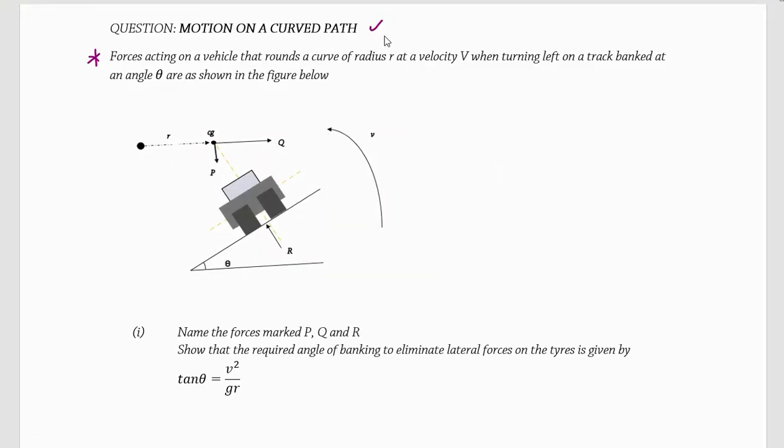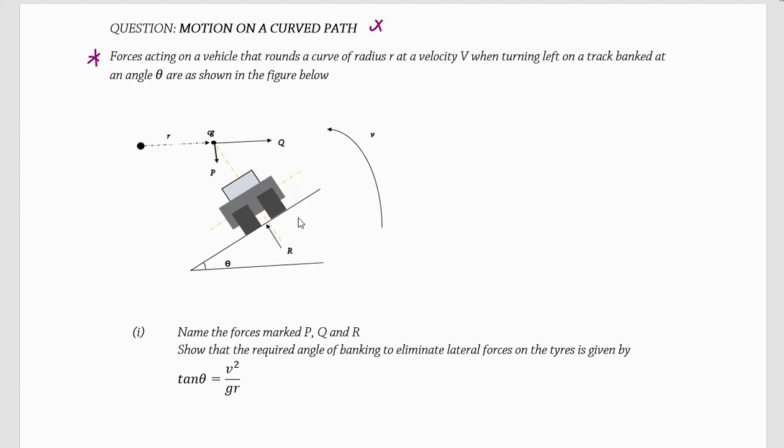Hello everyone, in this video we are going to look at motion of a vehicle on a curved path. Now the guiding question in this discussion is as follows. Forces acting on a vehicle that rounds a curve of radius r at a velocity v when turning left on a track banked at an angle theta are as shown below. This is a vehicle that is moving on a curved path where the track is banked at an angle theta.